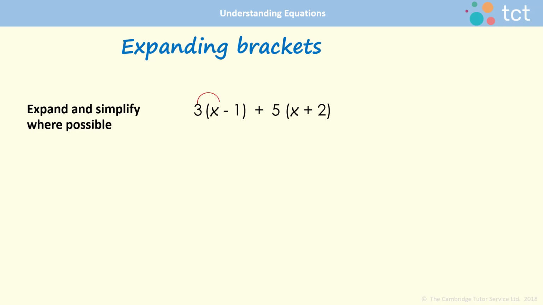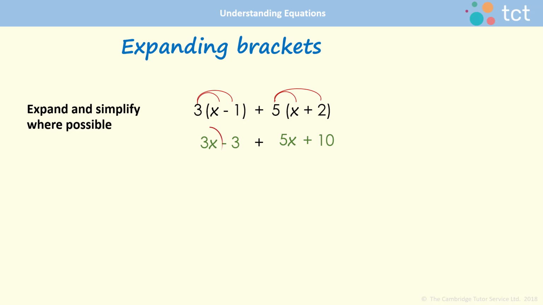So 3 times by what's in the bracket. 3 times x, that's 3x. 3 times negative 1, that's negative 3. And we add it on to the other side. 5 times x, that's 5x. And 5 times 2, that's 10. And we're adding those ones.